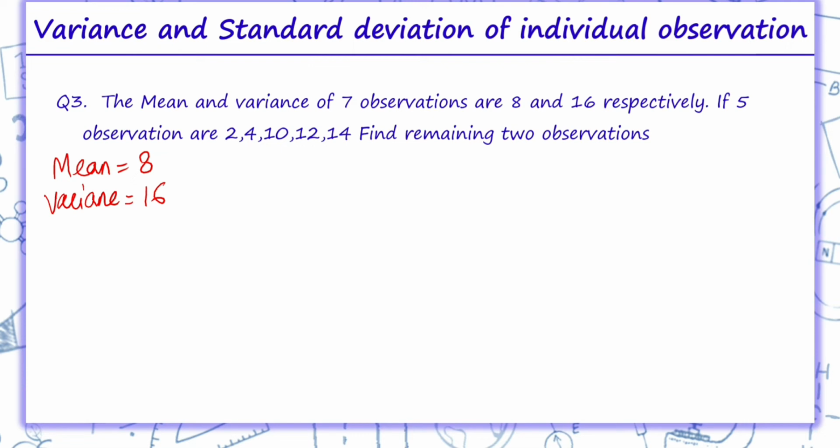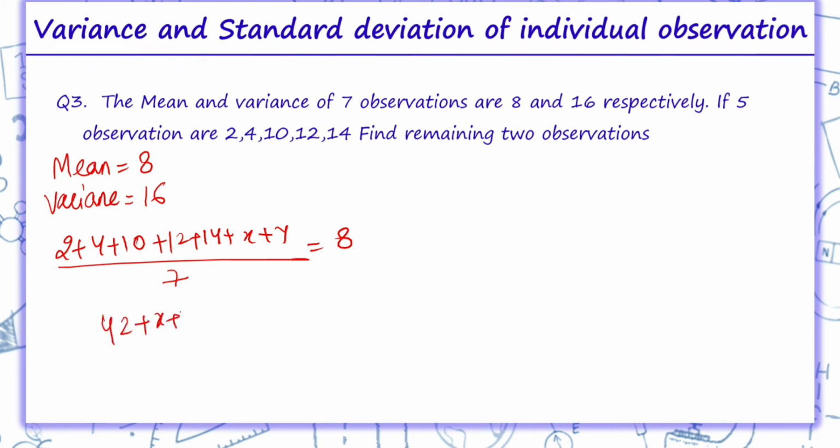So since the mean is provided to us, let the 2 observations be x and y. So 2 plus 4 plus 10 plus 12 plus 14 plus x plus y, upon 7, is what? 8. So we'll add these: 2, 4, 6, 6 and 10, 16, 18, 28, and this will be 32 and 42. So 42 plus x plus y is 56. Thus x plus y we are getting over here is 14.